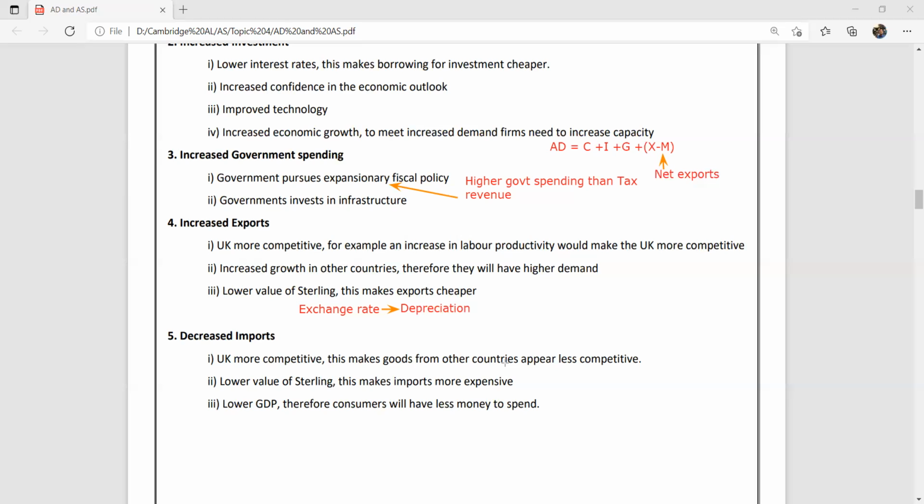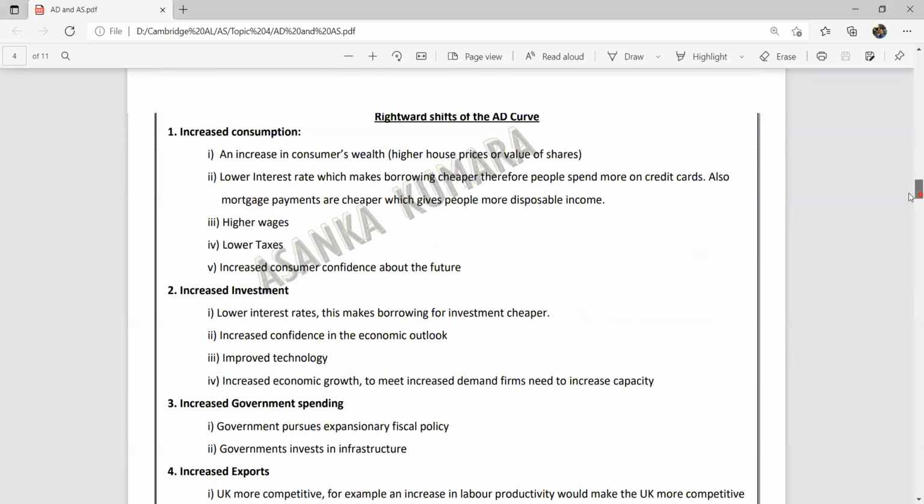Lower GDP, therefore consumers will have less money to spend on imports. Here the economy is not performing well, like in a recessionary period. Then people have no money to spend, and the country will have lower imports. These are the reasons for a rightward shift.